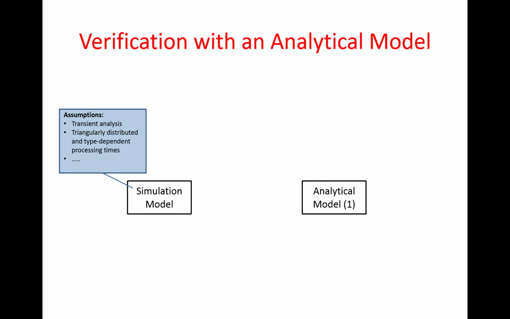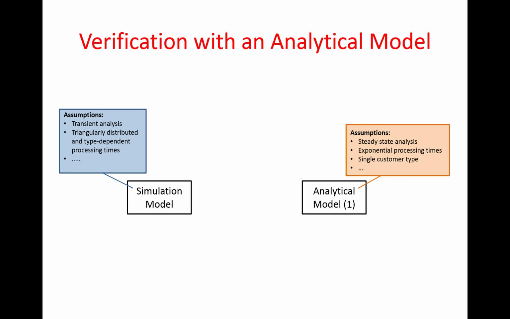On the other hand, we have a queuing model, which is our analytical model that we would like to use to verify this simulation model. But our queuing analysis has a different set of assumptions. In other words, our queuing analysis gives us the steady-state performance measures. And the assumption is that all processing times are exponential, and we have a single type of entity. So we cannot have type-dependent processing times in our queuing analysis.